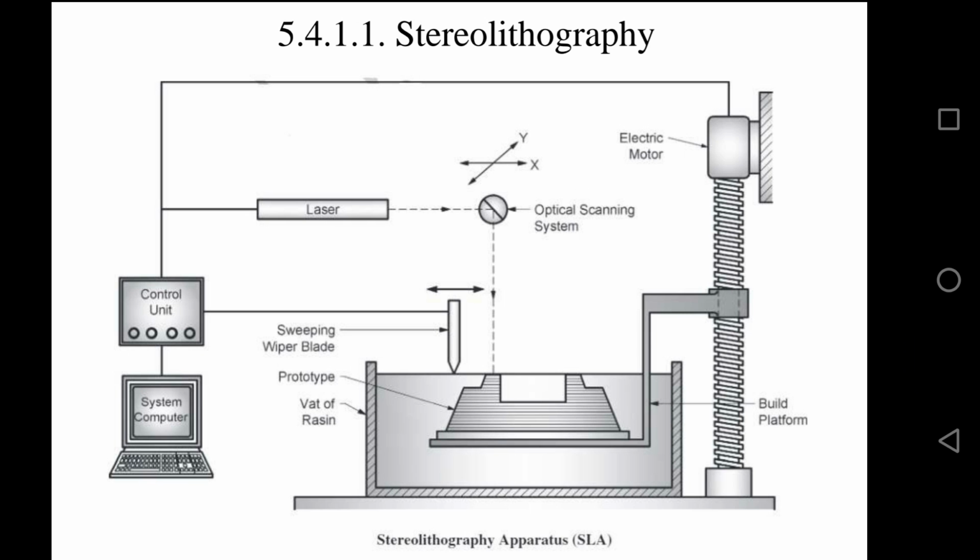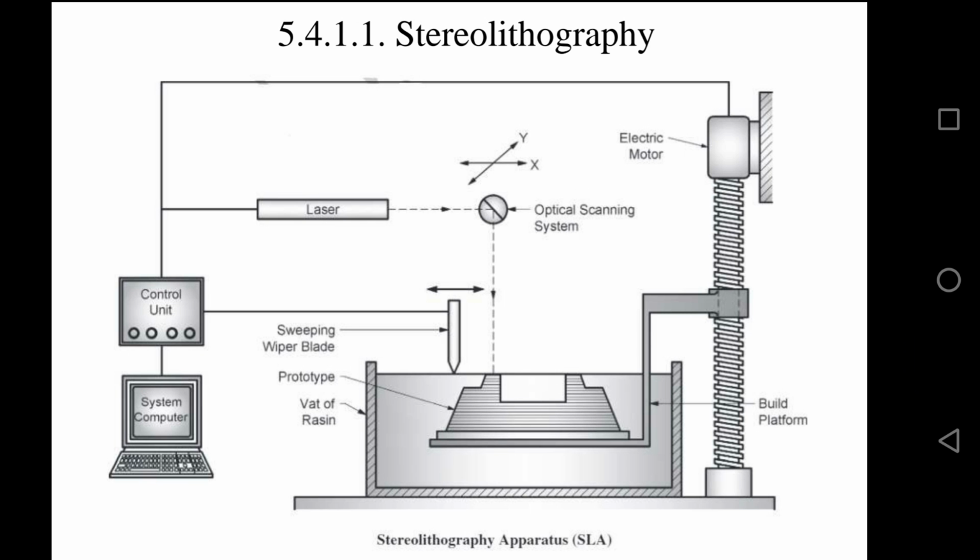What is the third step? In the third step, the real part building process starts with the transfer of this sliced file format data to the rapid prototyping machine by the system computer. These three steps remain the same for all rapid prototyping techniques.